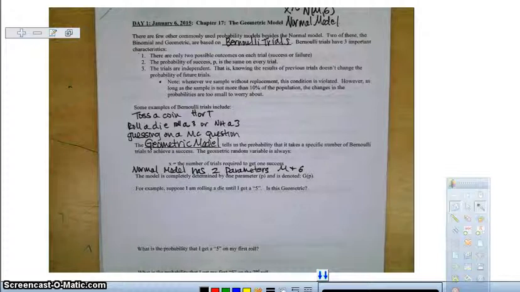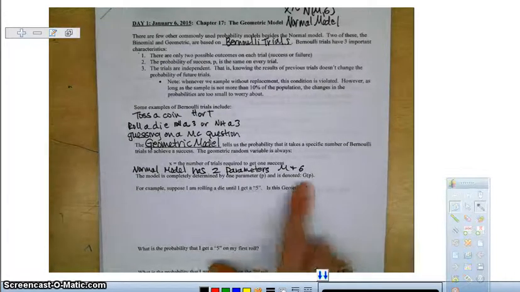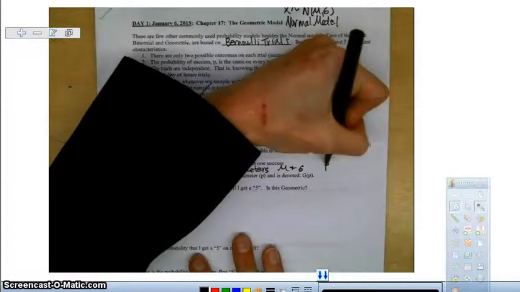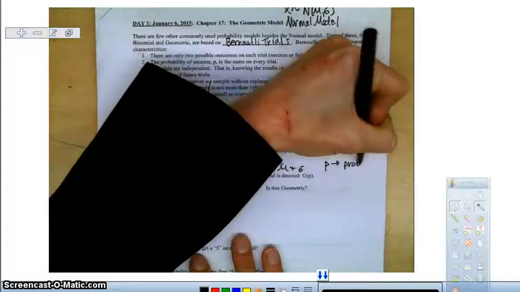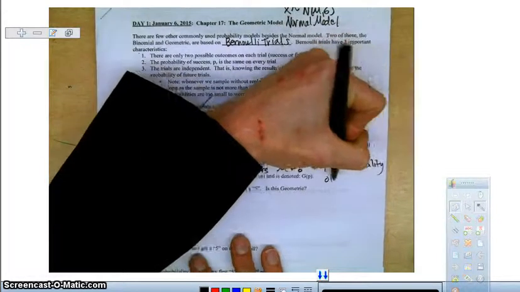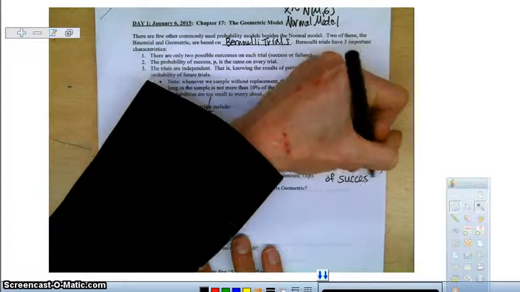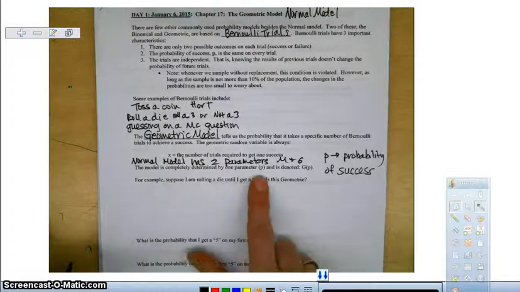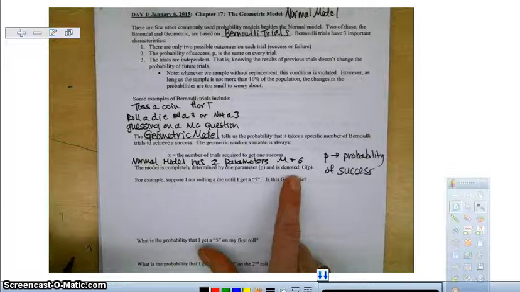If you know the mean and standard deviation, can you draw the whole normal model? Put it on the x-axis, mark off the standard deviations. Yes, you can. The whole model is determined by that. Now, we don't draw pictures of the geometric model, but we determine the whole geometric model by just the parameter p. And p is the probability of success. So the one parameter that determines the geometric model is p. P is the probability of success.